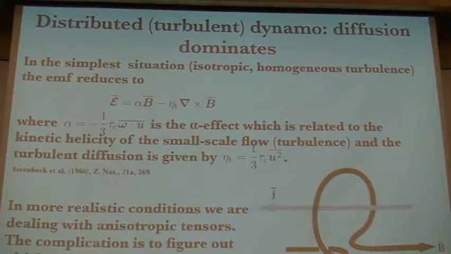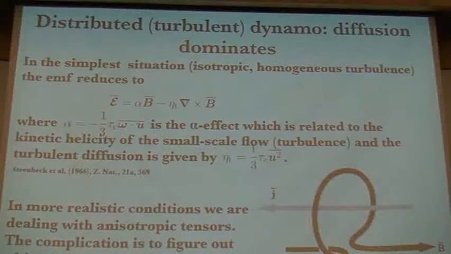Okay, this should be familiar as well. We have the electromotive force, and in our simplest possible case, isotropic homogeneous turbulence, we have two scalars, alpha and eta_t, which describe the generation and diffusion of magnetic fields. Here is just a schematic representation of what an alpha effect should do. It should produce a current along our initial magnetic field. And this can be done with the help of helicity in the flow.